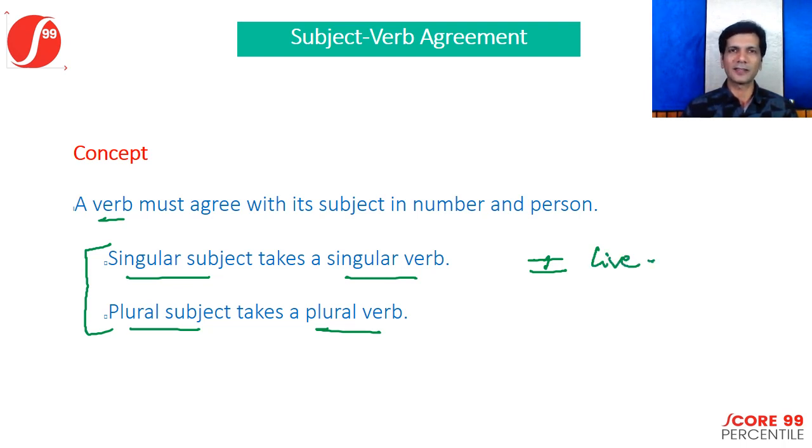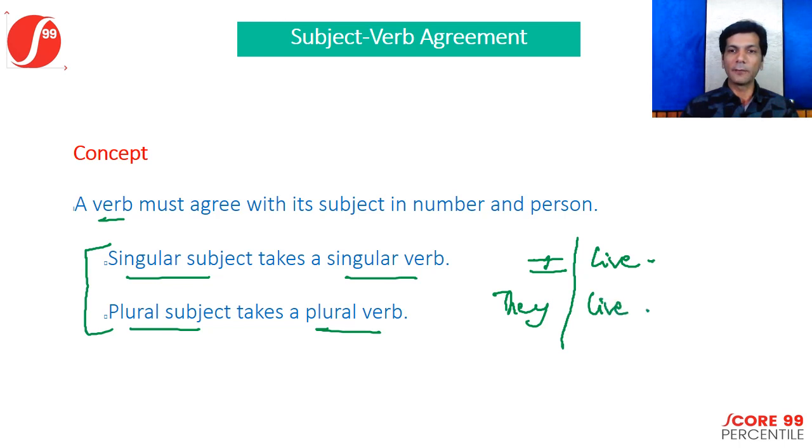This is a simple sentence. Or let's say "I live nearby," whatever be the case. So here, I is singular. So the verb live is also singular. That's what your subject verb agreement says. But supposing you replace this "I" with "they."